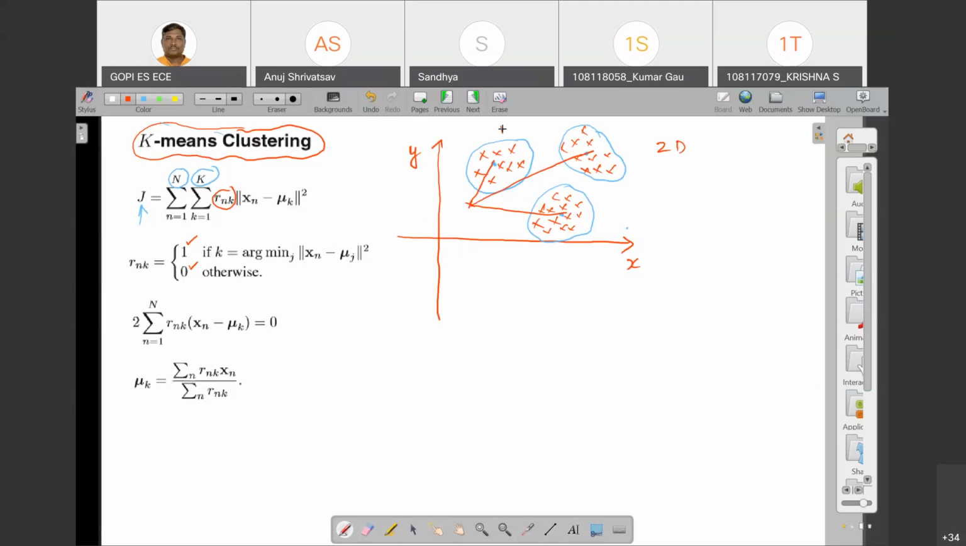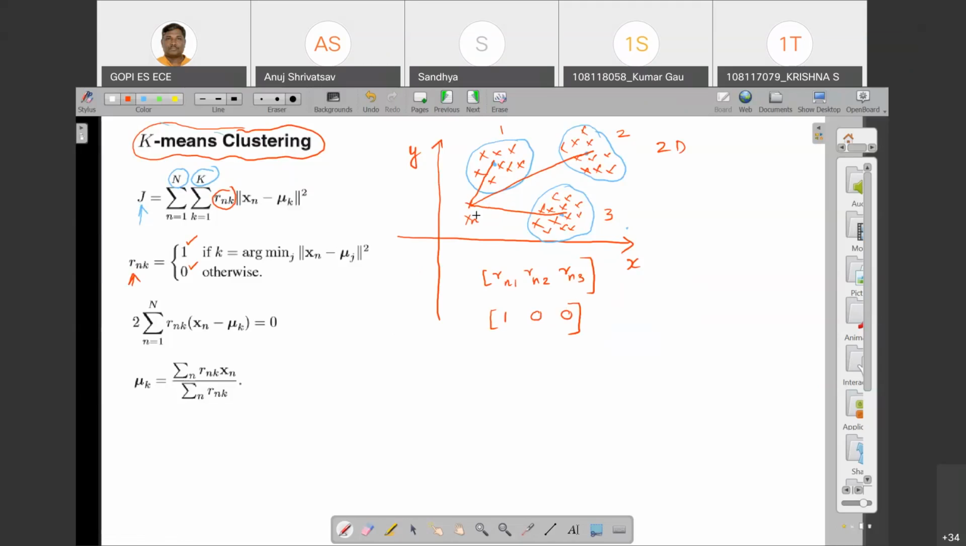Suppose this is the minimum, we give the value to R11. Say this is the first cluster, this is the second cluster, and this is the third cluster. So we have 3 variables for the nth vector xn: Rn1, Rn2, Rn3. If it is closer to cluster 1, we give this value as 1 and the remaining 2 values we keep as 0.